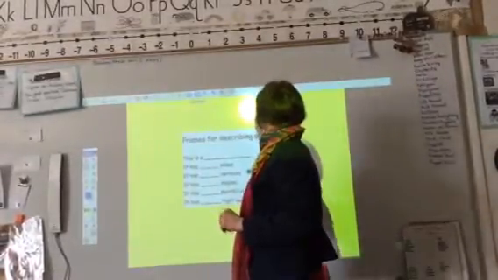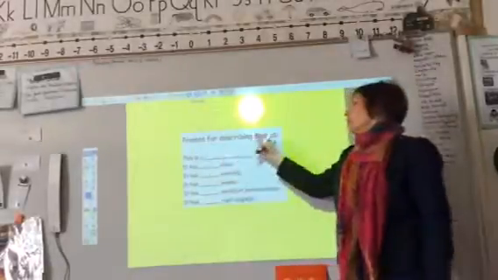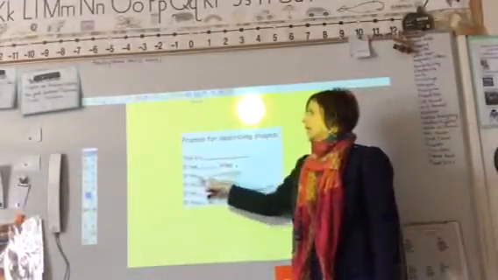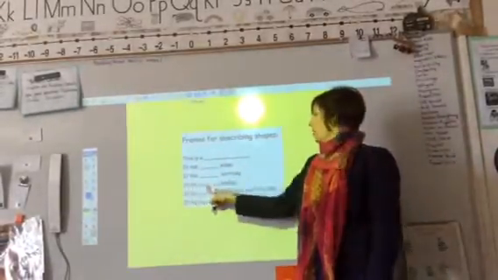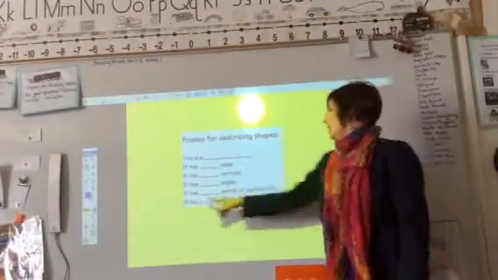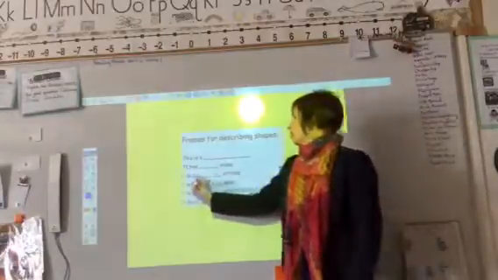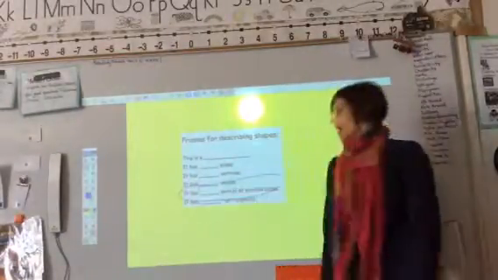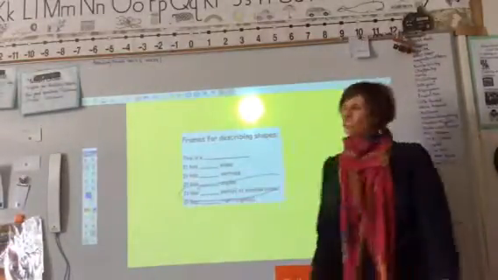Frames for describing shapes. We could say that this is a whatever. It has how many sides, how many vertices, you've already got that. How many angles, you've got that. It has blank pairs of parallel lines. It has blank right angles. Now we did that. So the only thing that we haven't talked about is parallel lines or parallel sides. Do you know what that might be?